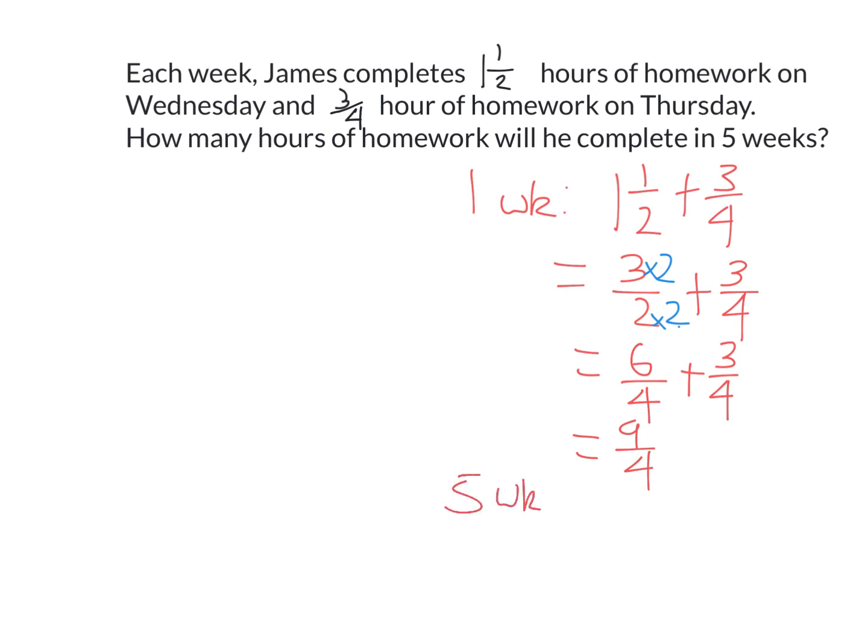So in 5 weeks, what I need to do is multiply this by 5. So remember, if you're multiplying by a whole number, write it over 1. 9 times 5 is 45. 4 times 1 is 4. So our final answer is 45/4 hours, but that doesn't really explain the question. I mean, if someone said to you, you've got to do 45/4 of an hour, you'd just be like, what does that mean? So we're going to write it as a mixed number. So 45 divided by 4. 4 goes into 45 11 times, remainder 1. 45/4 is 11.25. This makes it a lot easier to deal with.